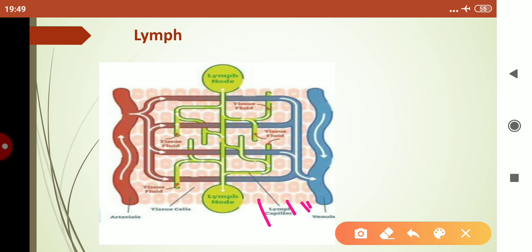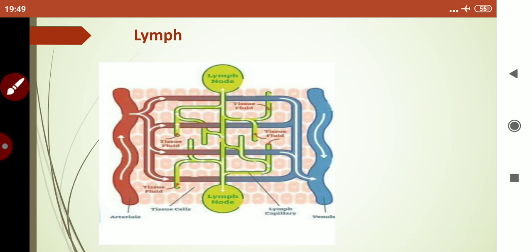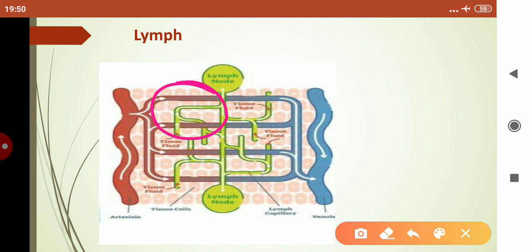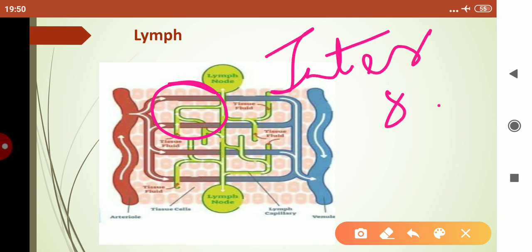Now children, as these arterioles take the oxygen and the nutrients towards the cells, there are many proteins which are not able to come out from the vessels, from the capillaries. Therefore, these nutritive substances move out of the capillaries and are passed on to the cells. Now, it is called interstitial fluid.